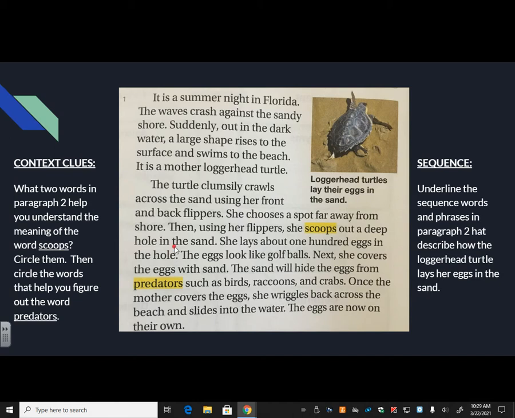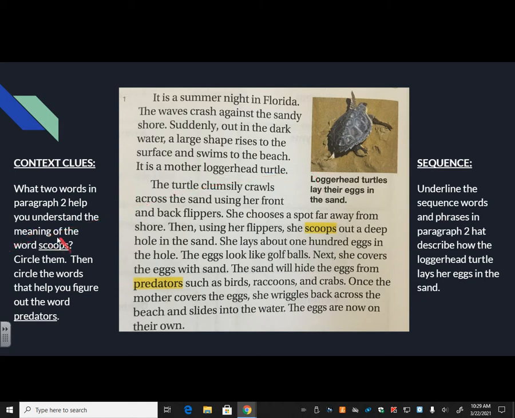She lays about 100 eggs in the hole. The eggs look like golf balls. Next, she covers the eggs with sand. The sand will hide the eggs from predators such as birds, raccoons, and crabs. Once the mother covers the eggs, she wriggles back across the beach and slides into the water. The eggs are now on their own.